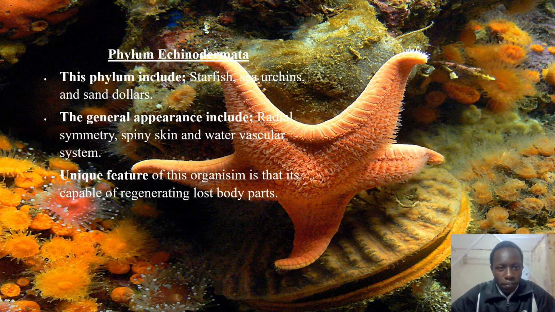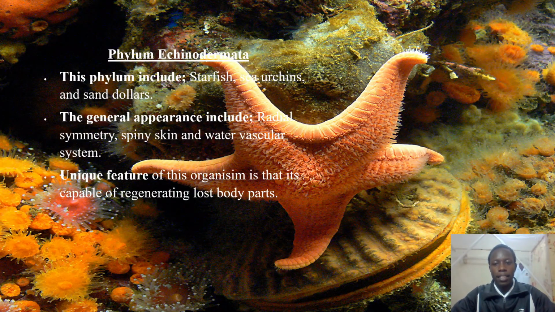Let us look at phylum Echinodermata. I can't read well, but don't worry, you will just look and write it from your side. I believe the slides, you can see them. This phylum includes starfish, sea urchins, and sand dollars. The general appearance includes radial symmetry, spiny skin, and a water vascular system.